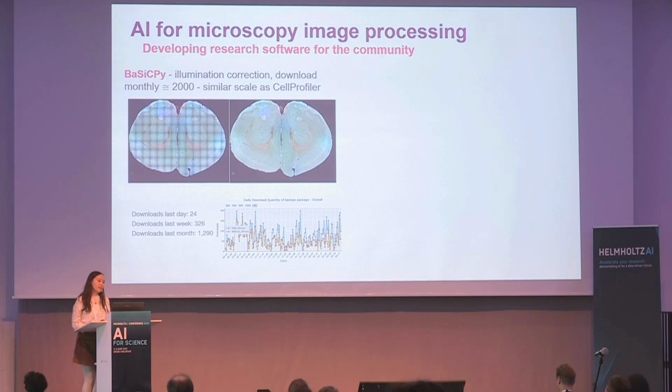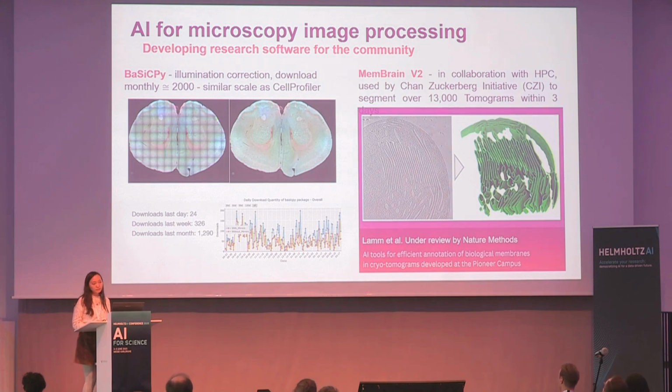We also developed research software such as BaSiC, which does illumination correction and is already widely used in the community, with monthly downloads close to 2,000. We have this membrane segmentation, where we segment membranes from quite long electron tomography, and that's already used by CZI to segment over 13,000 tomograms within 3 days. Something you cannot do without a tool, and that is currently under review by Nature Methods.